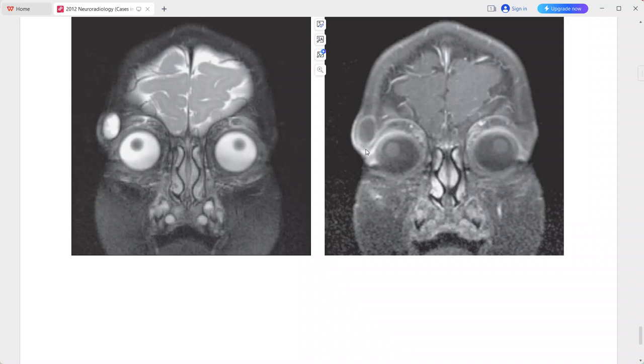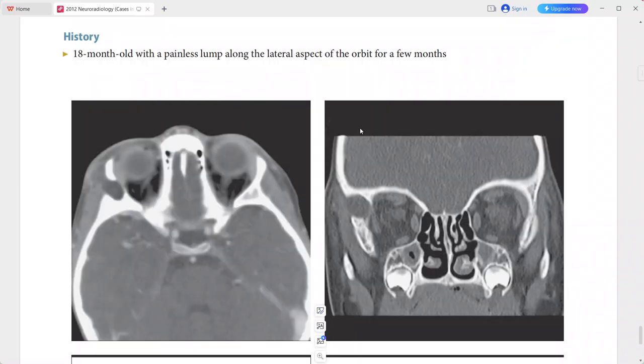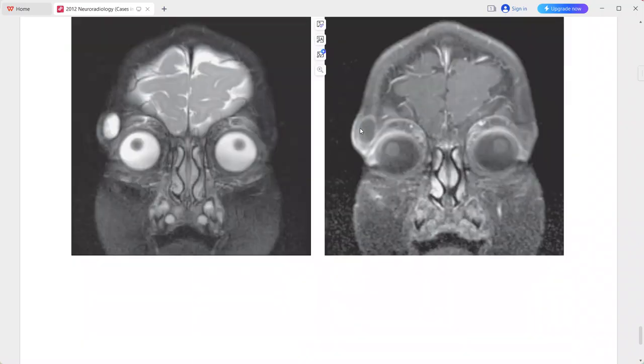However, there is a thin enhancing rim around this mass. No enhancement within the mass. So basically, this is a non-enhancing mass with a thin enhancing rim. This is a typical case of orbital dermoid, and in the differentials, you can put lipoma and epidermoid.